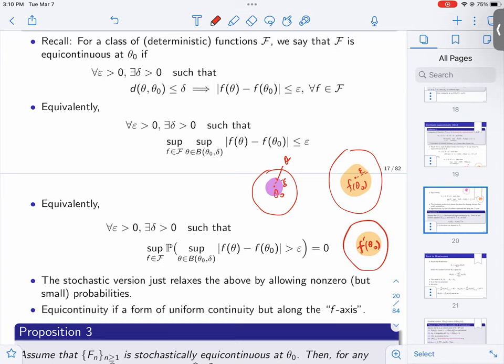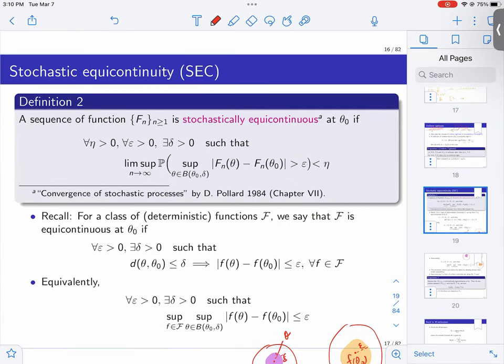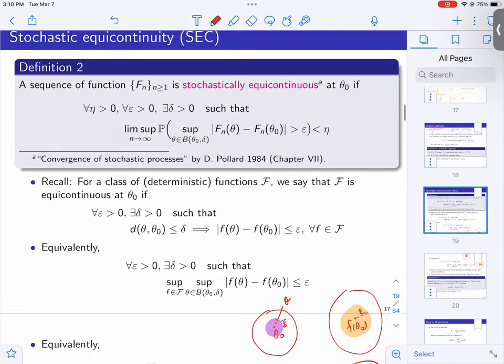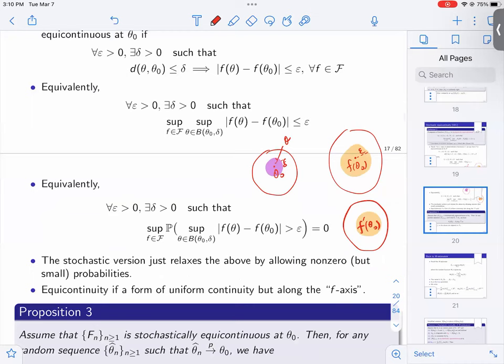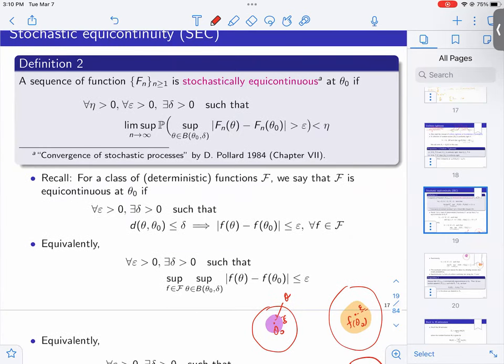What I want to use this for is to state this version. Once you understand that, you'd say, okay, I can just upgrade this. I don't need it to be exactly zero, I just want this to be less than epsilon. But then the class of functions is also stochastic. So you end up with this definition, which is not for a general class, but for a sequence of functions. It's called stochastically equicontinuous if, now with an extra slack parameter eta which controls the probability, for every eta and every epsilon there is a delta such that this horrible statement holds. Okay.